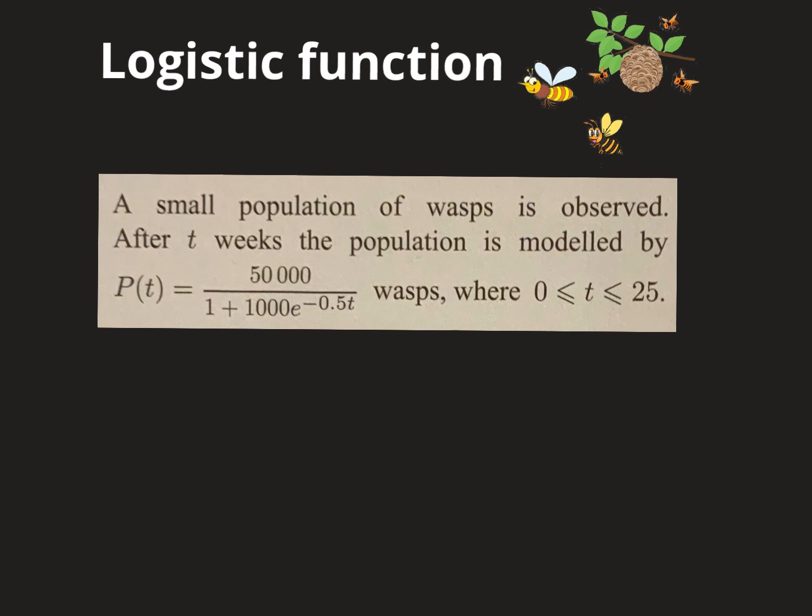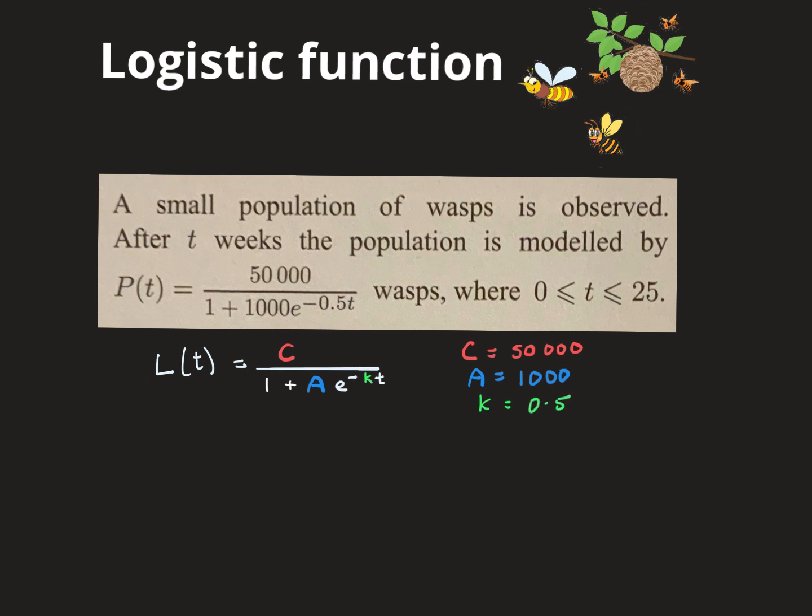A typical application of the logistic equation is a common model of population growth, where the rate of reproduction is proportional to both existing population and the amount of available resources, as well as the number of predators around. The general formula for a logistic function looks like this, where C here refers to 50,000, A refers to 1,000, and K refers to 0.5.